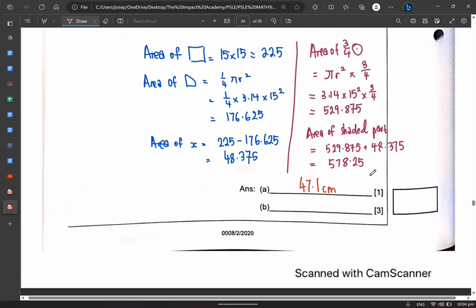All right, so I'm just going to continue from here. I will say that the total shaded area would then be 578.25 times 2. When you do that, you get to a beautiful answer of 1156.5. And of course, you put it in here. And don't forget your units.